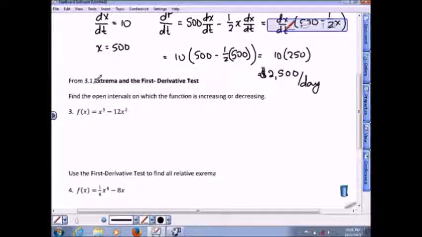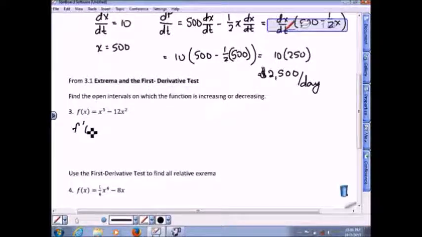So lesson 3.1 was using the first derivative as a means of finding intervals on which the function is increasing or decreasing. It had to do with the slope of the tangent line. If the first derivative yields a positive value, that's a positive slope of a tangent line. That's an increasing interval of the function. And if the first derivative yielded negative values, that was indicative of a decreasing interval.